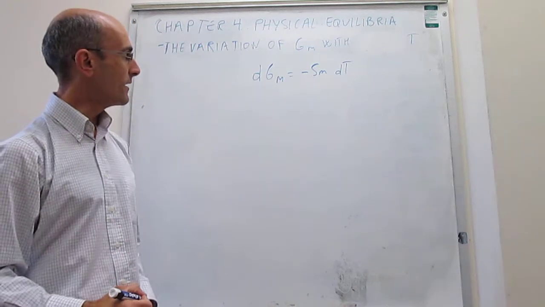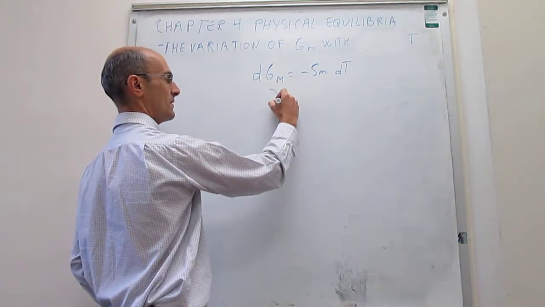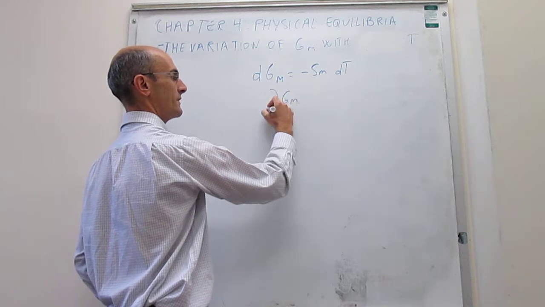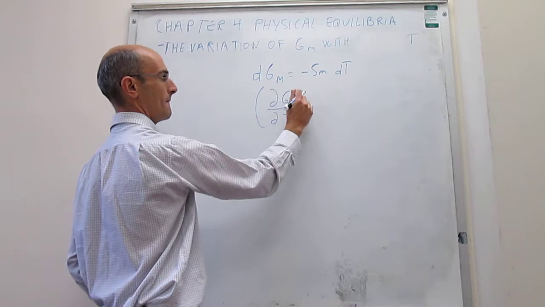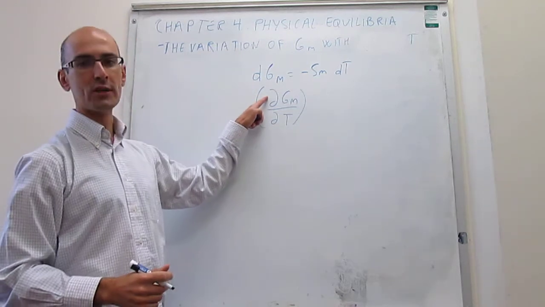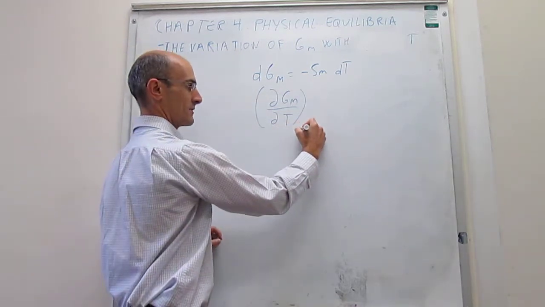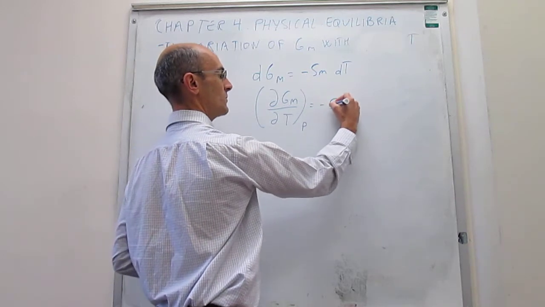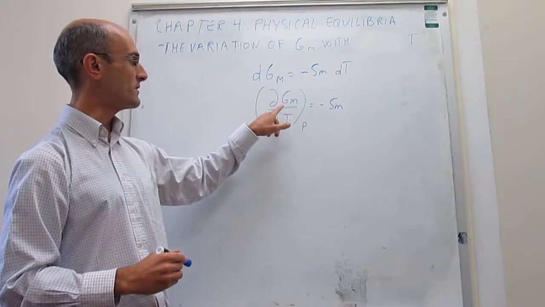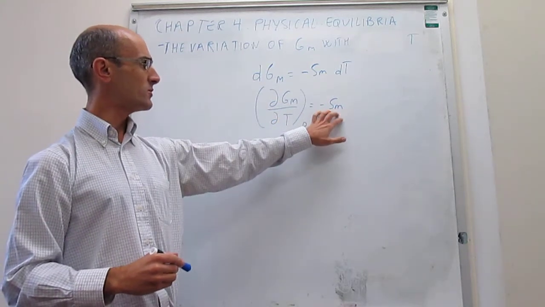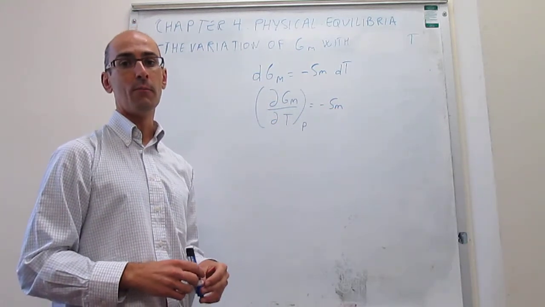There's another way to write this expression that is used frequently, and that is to use what we call partial derivatives. The variation of the molar Gibbs energy with temperature at constant pressure is equal to the minus molar entropy. So this tells you how the molar Gibbs energy changes with temperature, and it depends on the molar entropy.